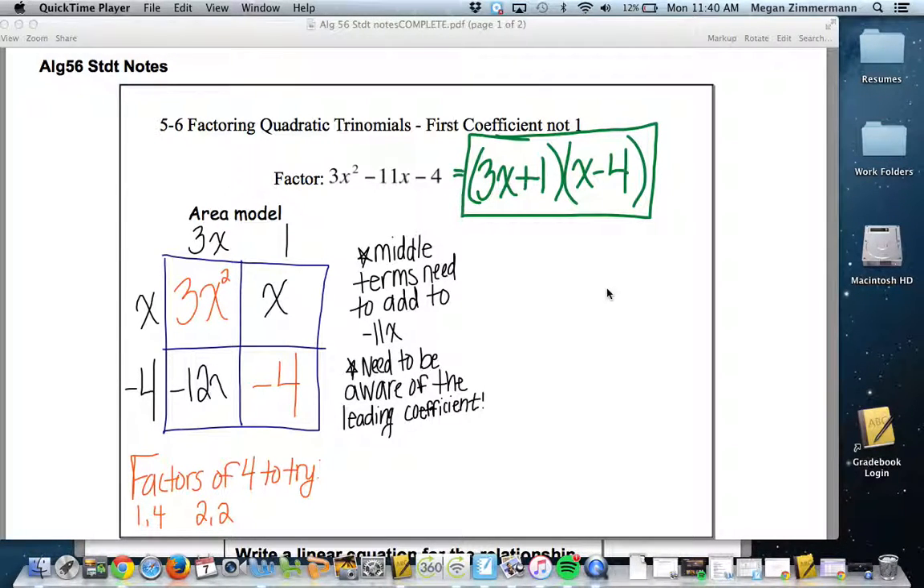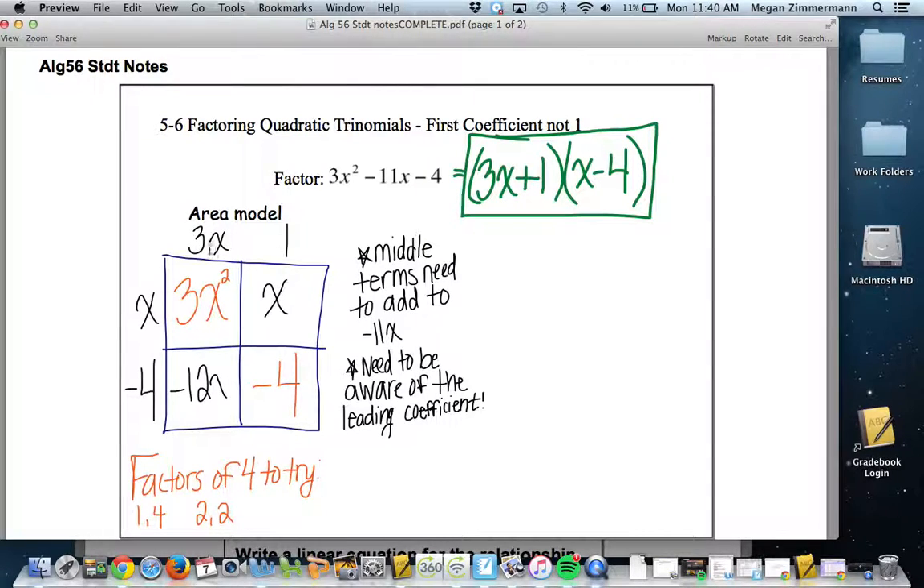All right, this is 5-6 factoring quadratic trinomials notes. And this is where the first coefficient is not 1. So if you notice the trinomial that I'm asking you to factor, it now has a leading coefficient of 3. So it's 3x squared instead of just what you're used to seeing as x squared. So it's just a little bit different. We just have to pay attention to how this 3 affects the way we can factor it.